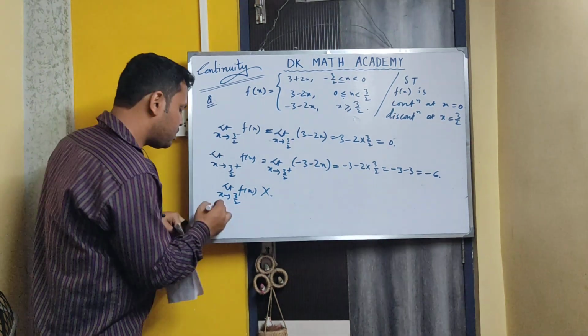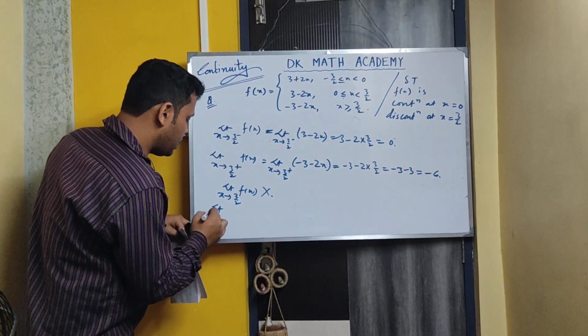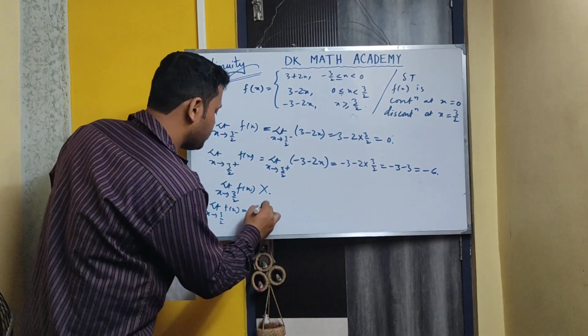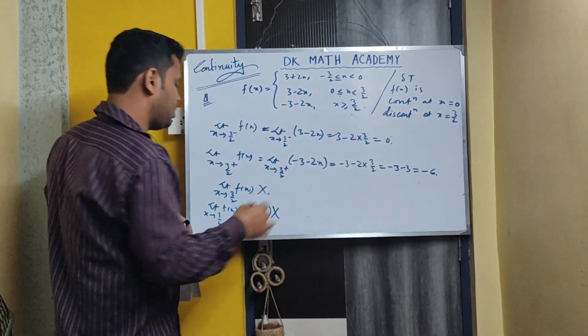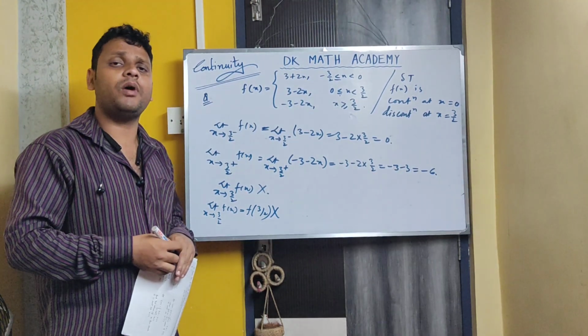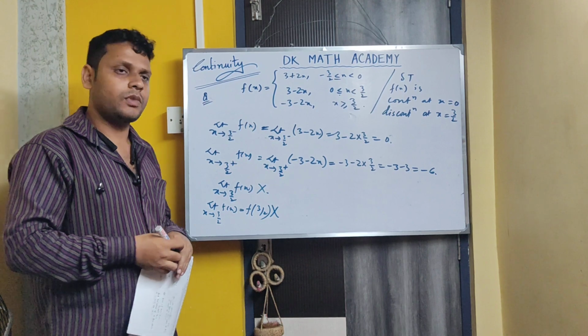So we cannot show that limit x tends to 3 by 2 of f(x) equals f of 3 by 2. It cannot be shown. So the function is discontinuous at the point x equals 3 by 2. We see the next problem.